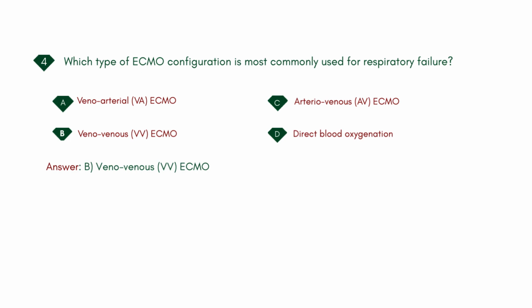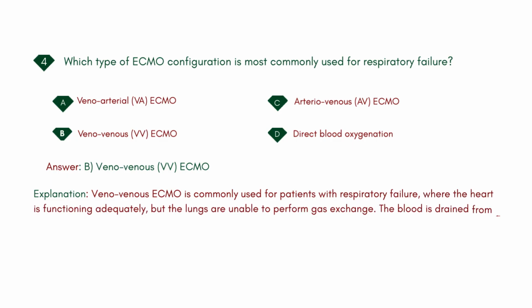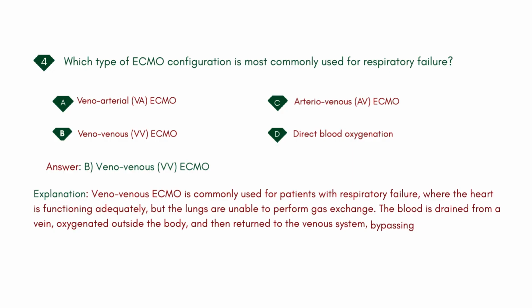Veno-venous, VV, ECMO. Explanation: Veno-venous ECMO is commonly used for patients with respiratory failure, where the heart is functioning adequately, but the lungs are unable to perform gas exchange. The blood is drained from a vein, oxygenated outside the body, and then returned to the venous system, bypassing the lungs.